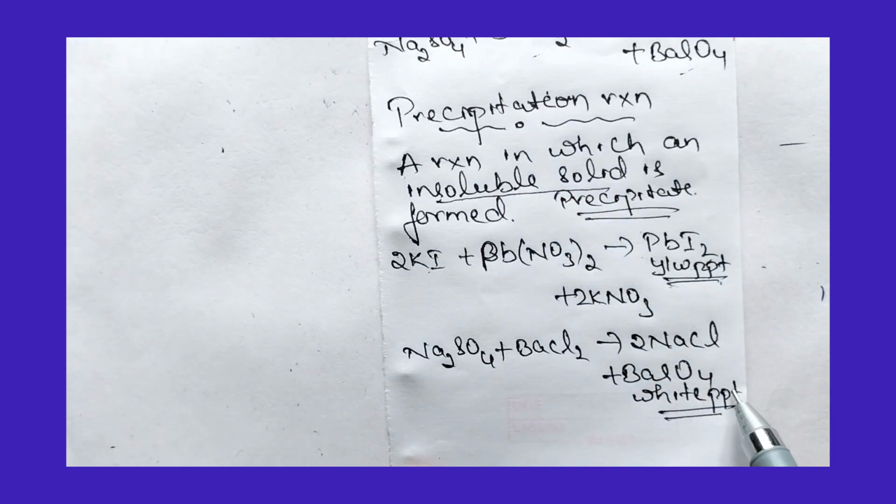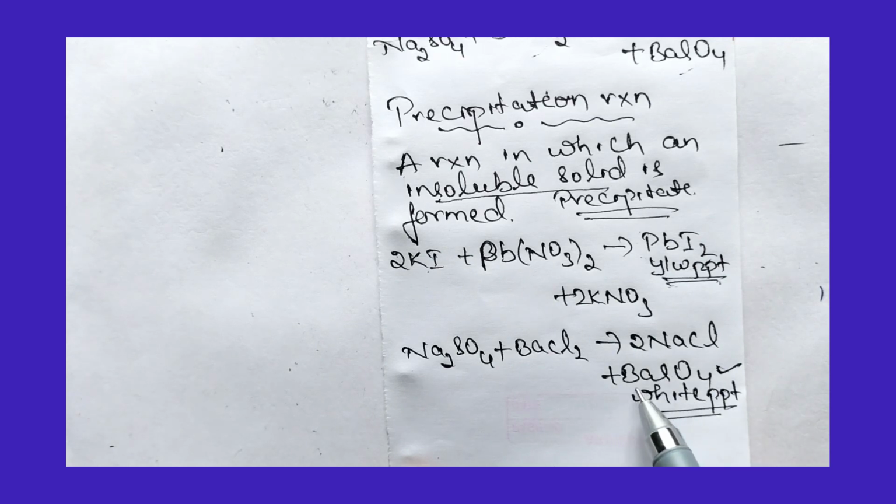Here what colored PPT is formed? White PPT is formed. What is the name of that white PPT? It is barium sulfate, and that barium sulfate is an insoluble solid.